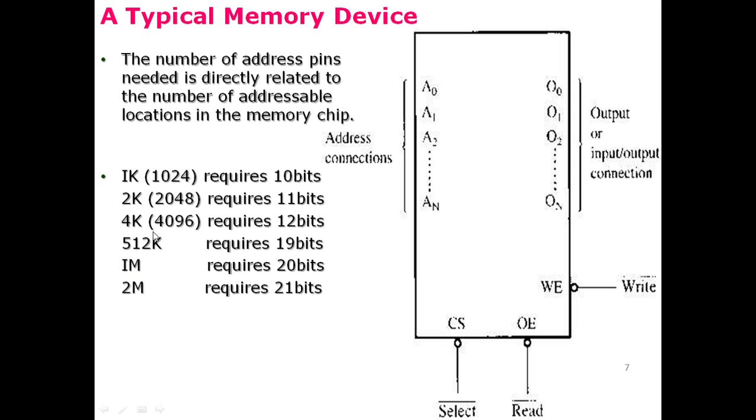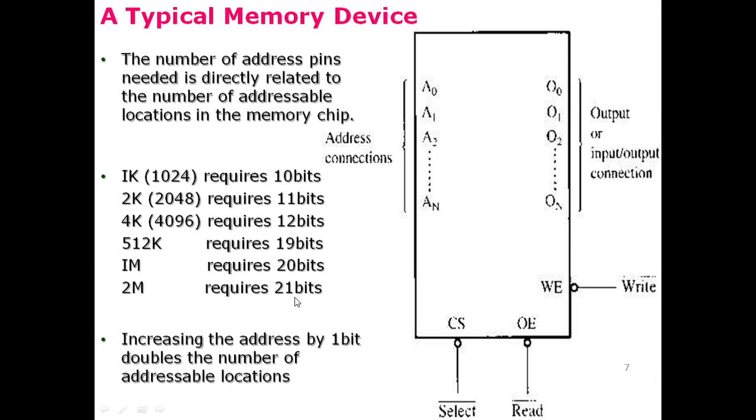For 512 kilo locations, we need 19 bits. For 1 mega locations, we need 20 bits. And for 2 mega locations, we need 21 bits. So if the address is increased by 1 bit, it doubles the number of addressable locations. We would be able to address double the addressable locations inside the memory.